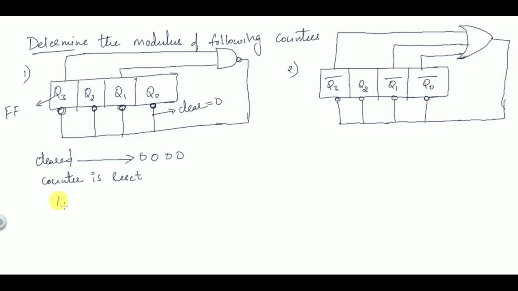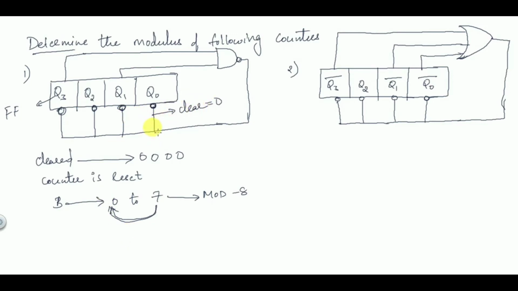If a 3-bit counter is there, it counts from 0 to 7. After 7 it is reset to 0. So here also the same concept: clearing the counter means resetting it to 0. After 7 it is now getting back to 0, and that is why we call this a mod 8 counter.